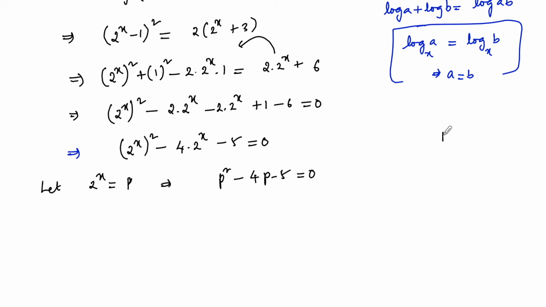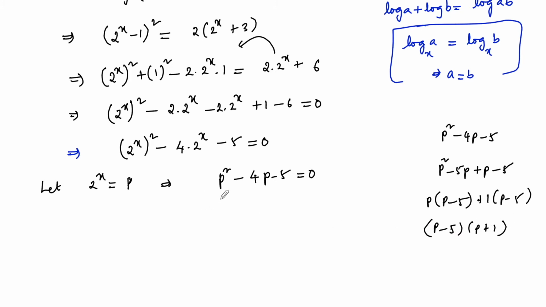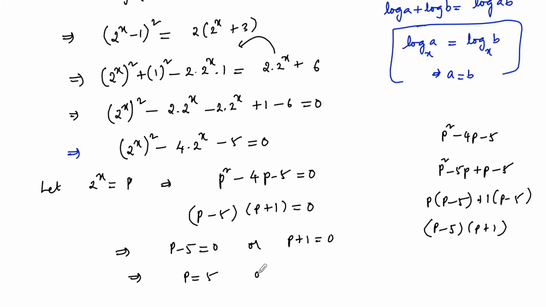So let us factorize this. P square minus 4p minus 5, we can also write p square minus 5p plus p minus 5, we can take p common, p minus 5 plus 1 times of p minus 5, so we can write here p minus 5 into p plus 1. So this expression we can write equation p minus 5 into p plus 1 is equal to 0. So we can say here p minus 5 is equal to 0 or p plus 1 is equal to 0, which implies p is equal to 5 or p is equal to minus 1.